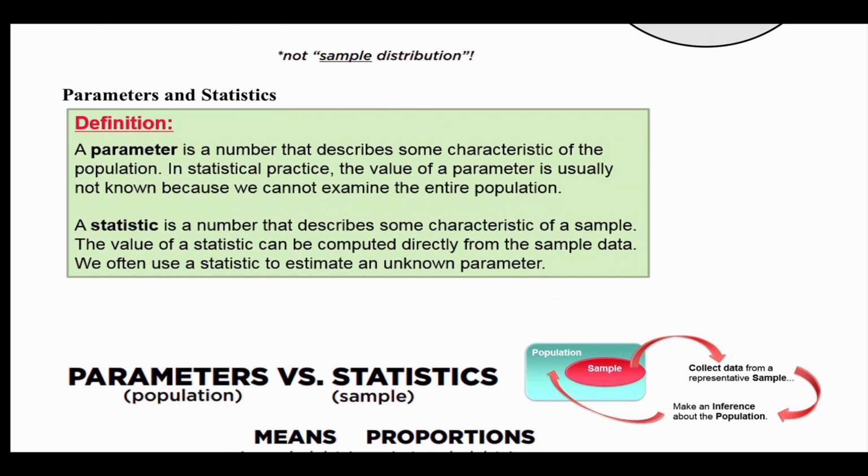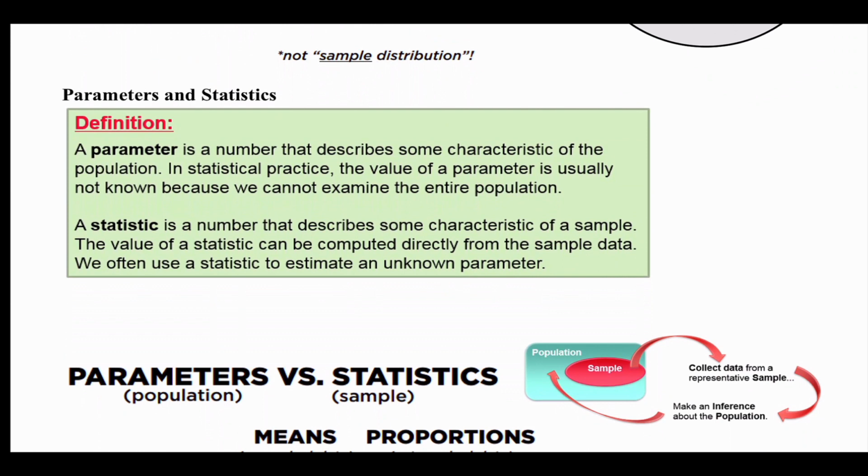So a couple definitions, parameter and statistic. Parameter is a number that describes the population, okay? So if I said the average home in Fresno is worth $200,000, that would be a parameter. $200,000 would be a parameter because that represents the average of all homes in Fresno, right?